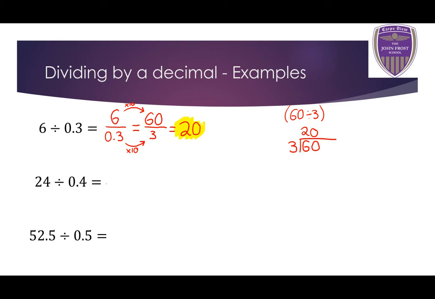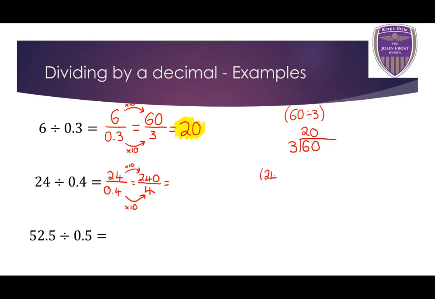24 divided by 0.4. So once again, I'm going to write this as a fraction. 24 divided by 0.4. Now, once again, I don't like this 0.4, so I'm going to change it to a whole number by multiplying it by 10. By doing that, I change 0.4 into 4. Now remember, I have to do the same to the top number, so times that by 10 as well. I get 240. Now this looks a bit nicer to solve.